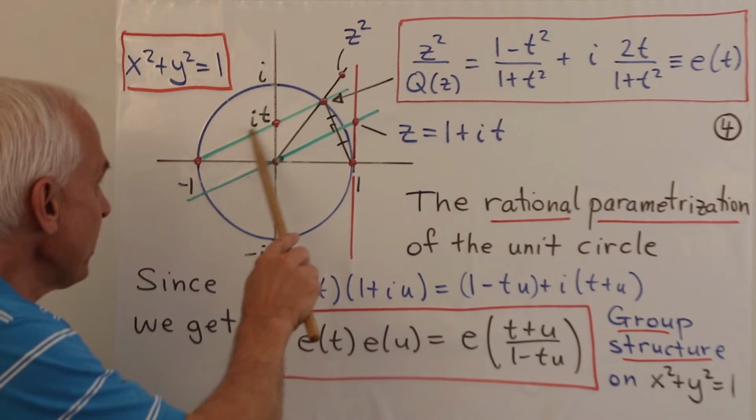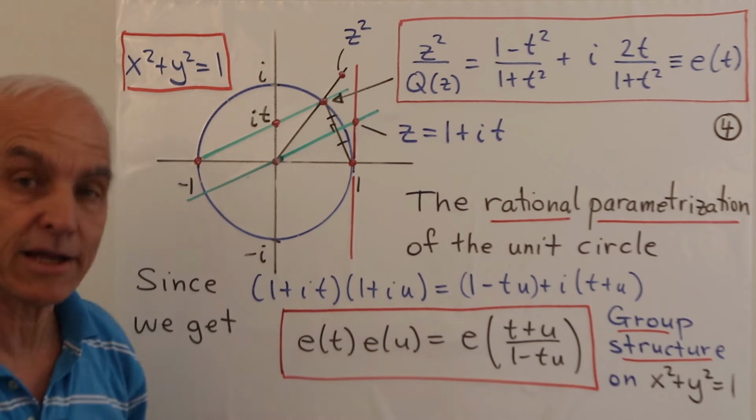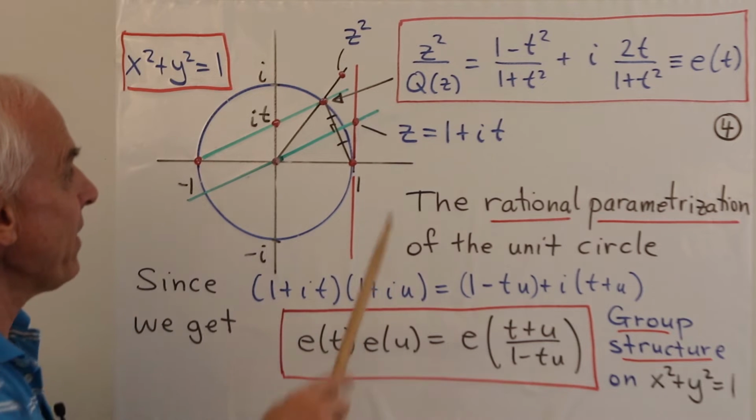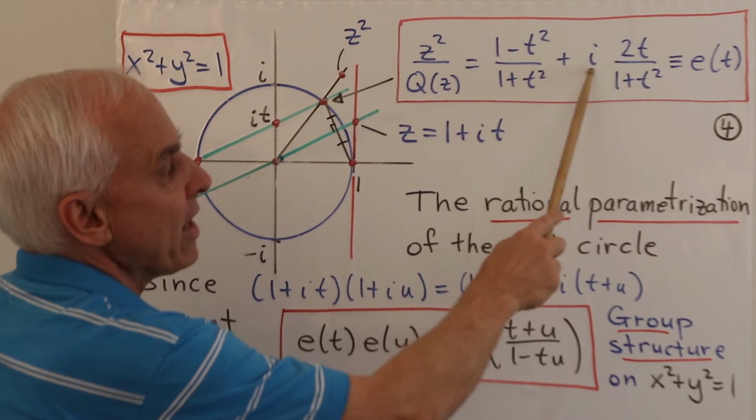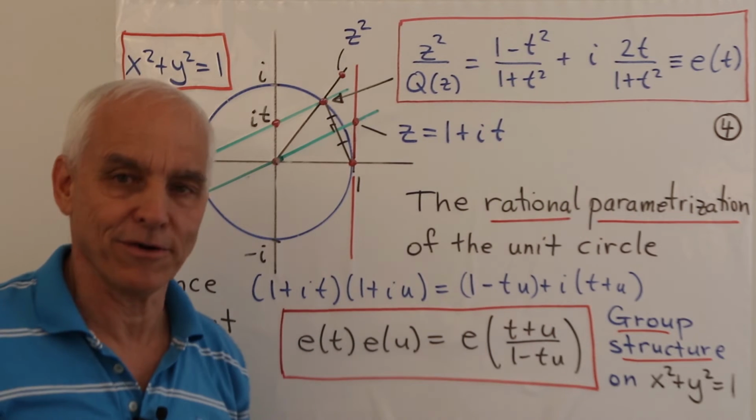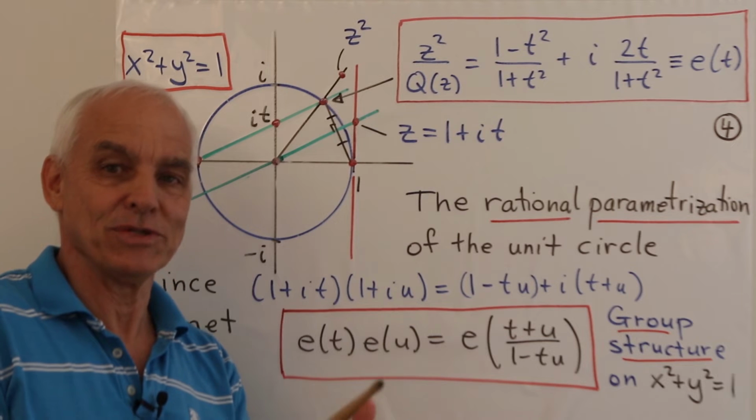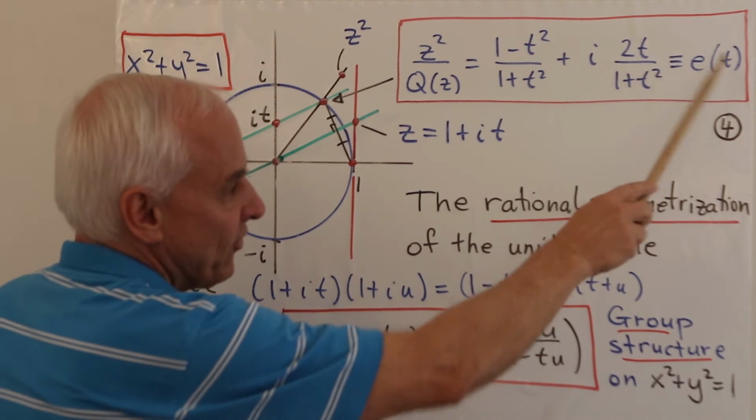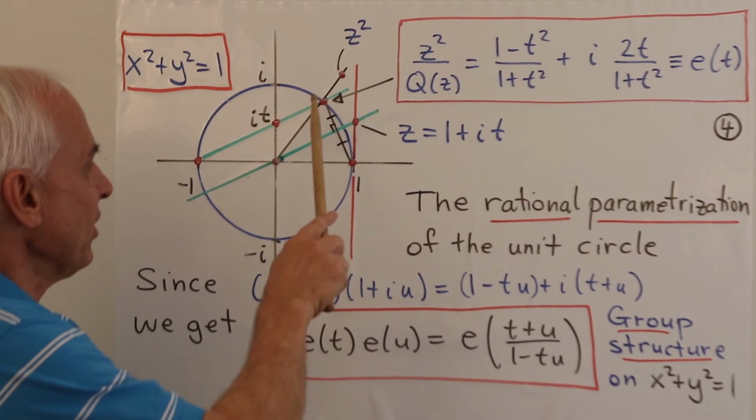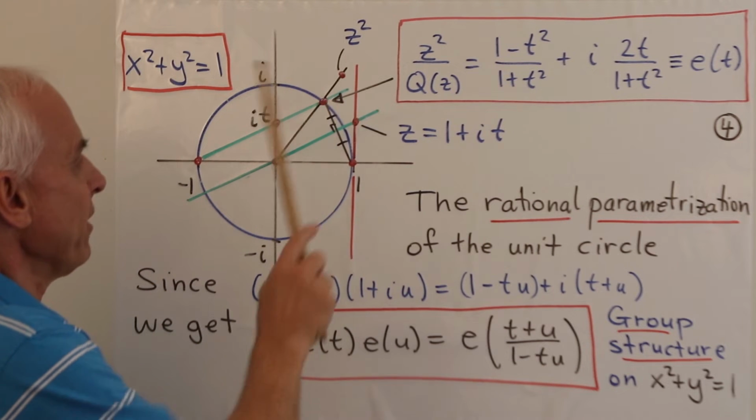Okay, and then you join these 2 points, and then you get this second point on the circle, and that turns out to be (1 minus t squared) over (1 plus t squared) plus i times 2t over (1 plus t squared), if we express it using complex number notation. And let's call this e of t. So there is e of t right there.